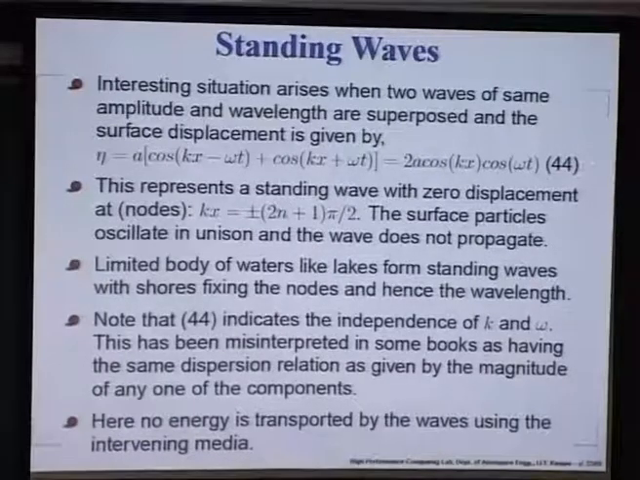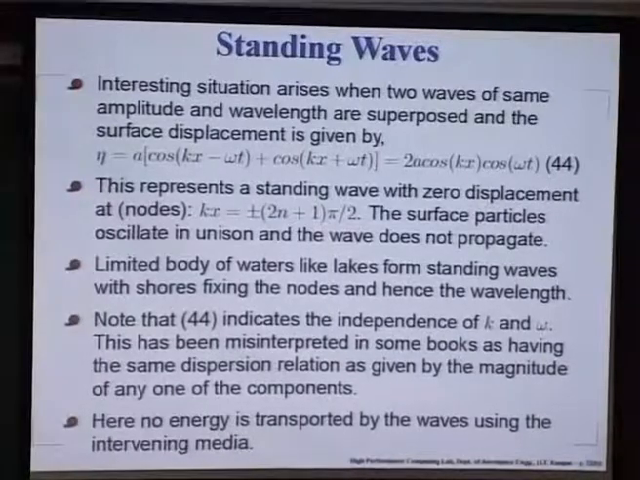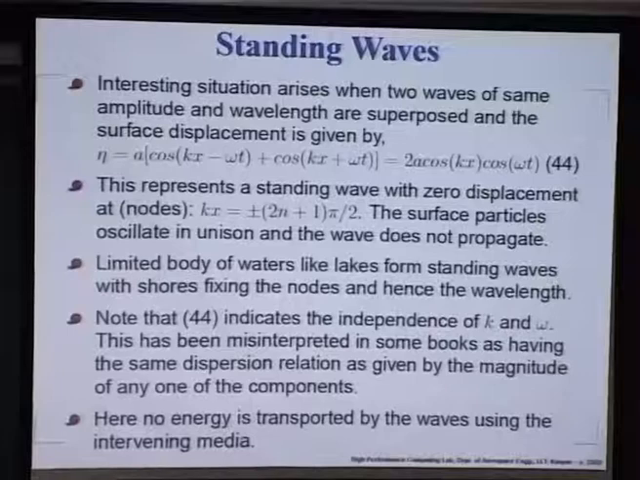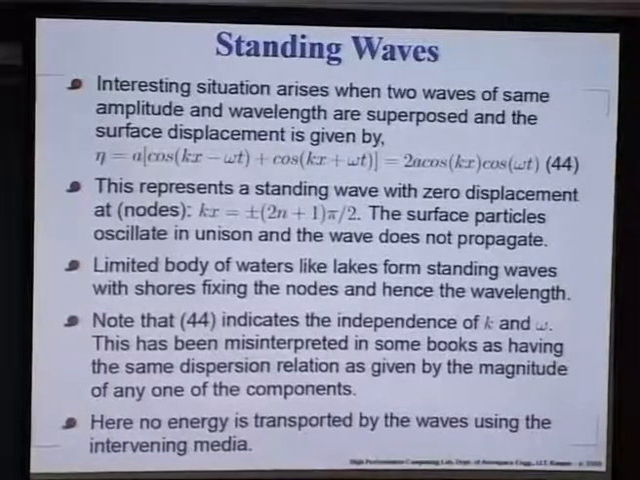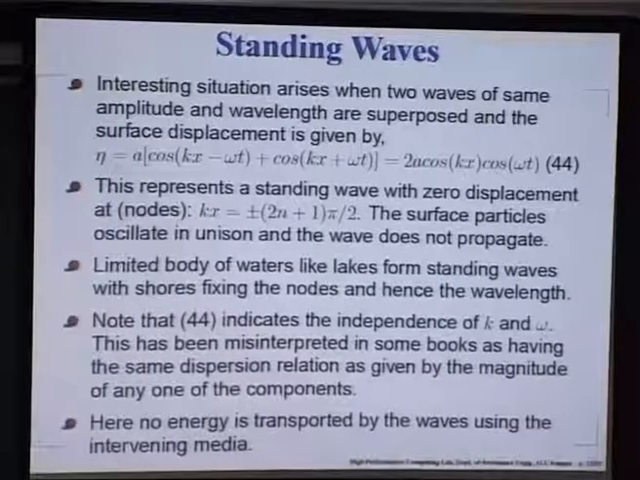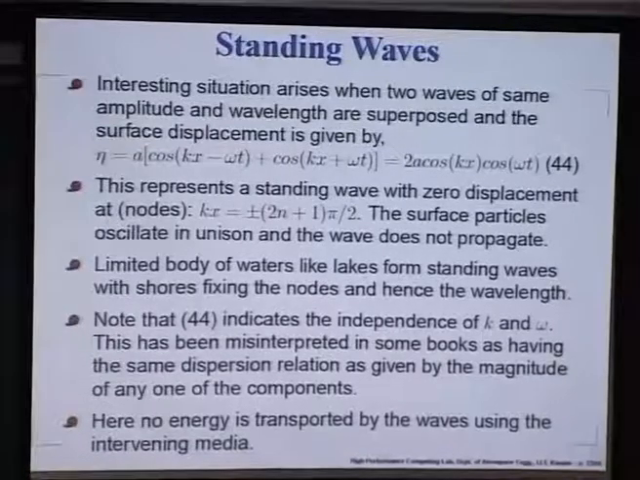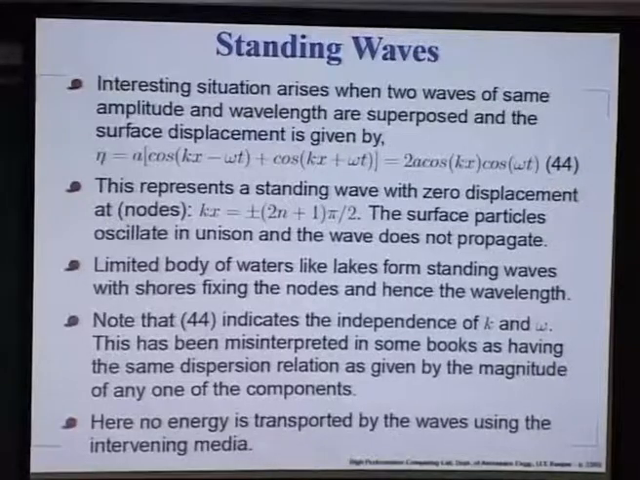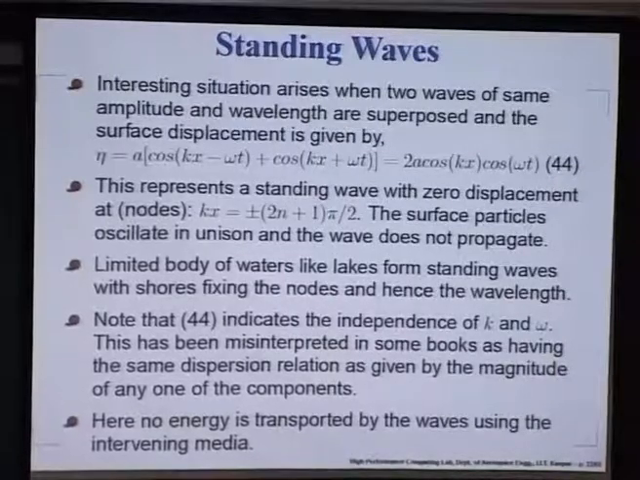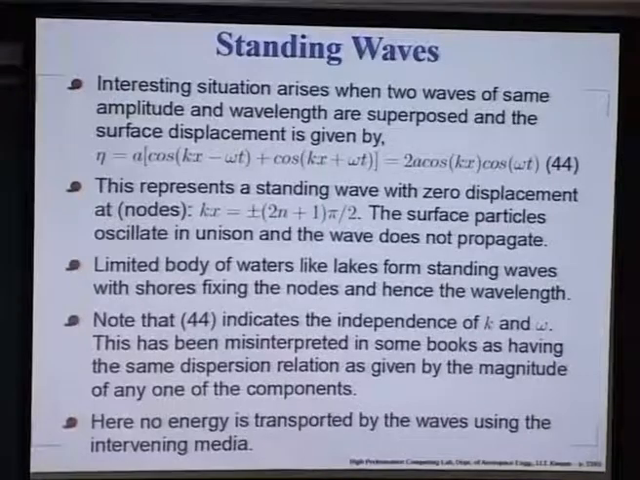Now, from this we also surmise that k and omega are not related. So, we do not have a dispersion relation, right. They are independently appearing there, and as I say that, books tell you that dispersion relation remains the same, but it is not true. Here no energy is transported by the wave using the intervening media. Standing waves have this property.